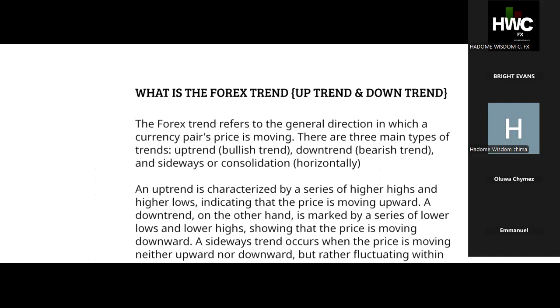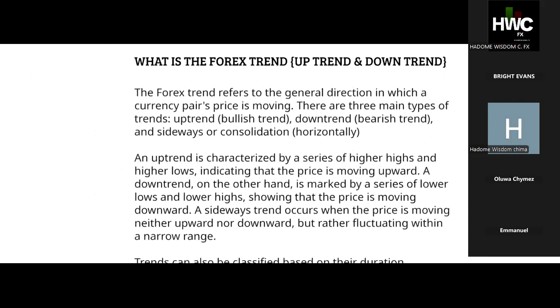So what is the forex trend? Uptrend or downtrend? The forex trend refers to a general direction in which a currency pair price is moving. Take note, currency pair price is moving. Okay. And now there are three major types of trends: uptrend, bullish trend, downtrend, bearish trend, and sideways or consolidation horizontally. Okay, because I'm not going to go deep, I'm just going to go with the basics.